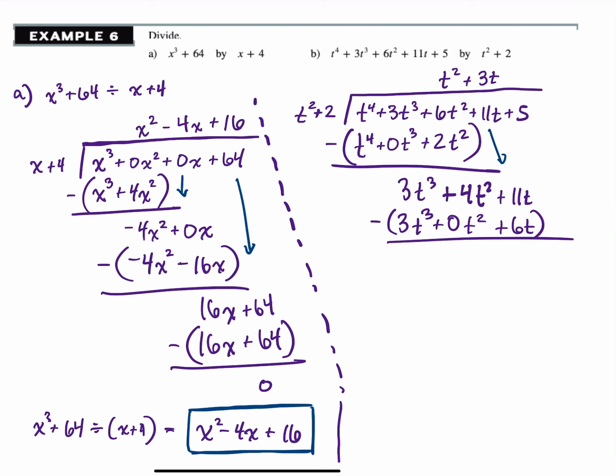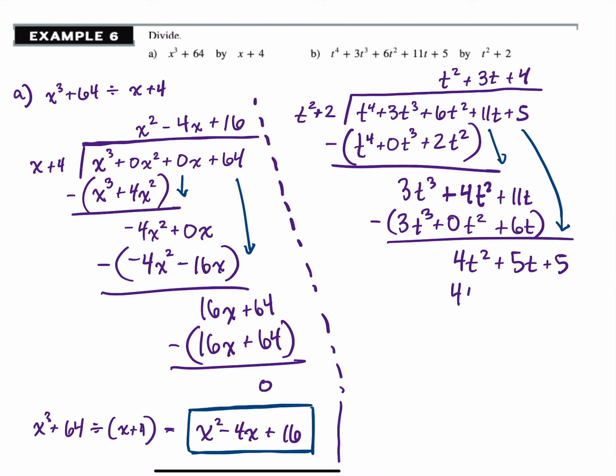First term will cancel. Then I'll have 4t squared minus 0t squared, so 4t squared. Then 11t minus 6t, so plus 5t. And then let's bring down our next term, plus 5. Now, last time through, I have t squared, and I want to make 4t squared. So I just need the 4. Plus 4. Multiply it through.